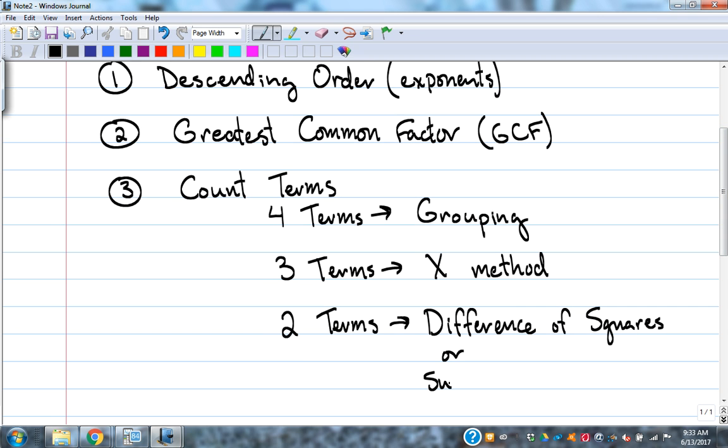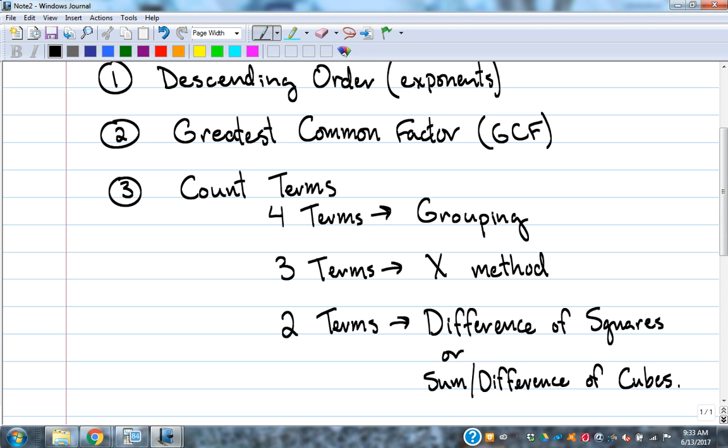Or a sum or difference of cubes. And I'll show you how to do that as well. So we're going to go over all of those things. So 4 terms, we're going to try grouping. 3 terms, we're going to learn this method called the X method. 2 terms, we're going to try to do a difference of squares or a sum or difference of cubes. Those are easily discernible. Cubes are going to have an exponent of a 3. Squares are going to have an exponent of a 2. So that makes it easy to tell which one you're looking for there.